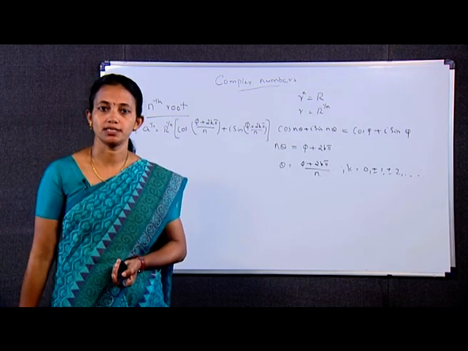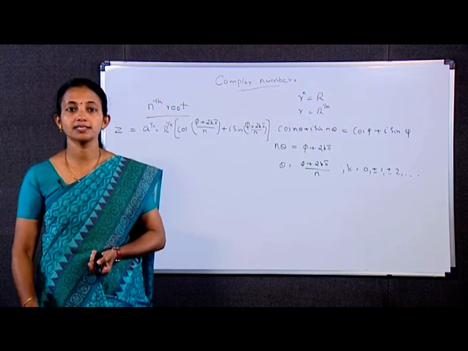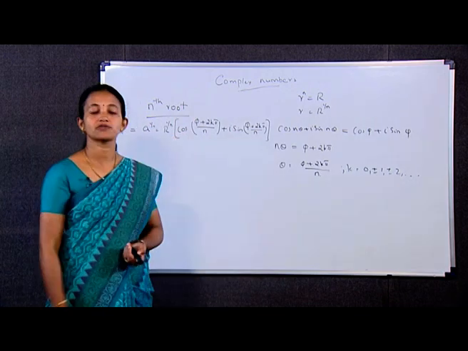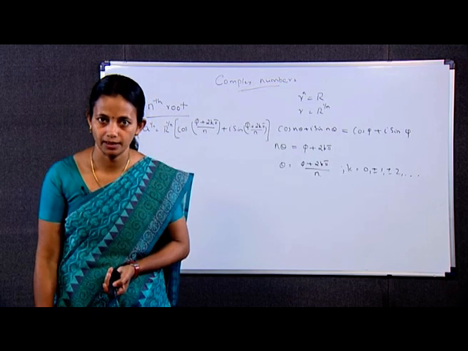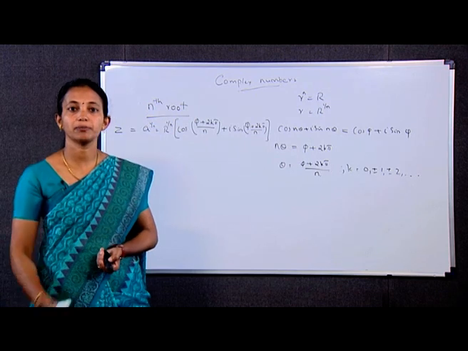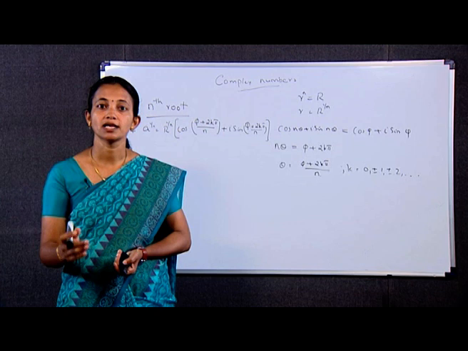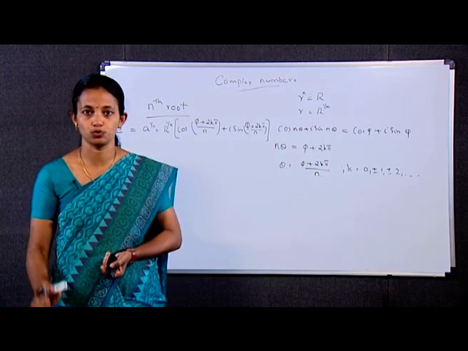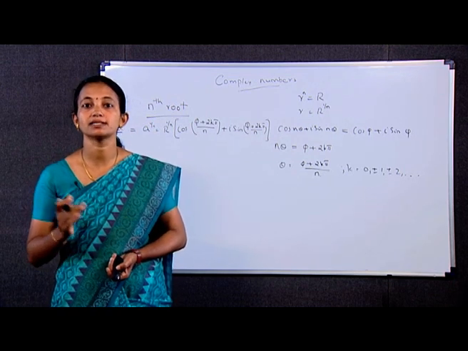The 2 pi periodicity of cosine and sine functions shows that when k becomes n, we have cos(phi plus 2k pi by n) plus i sin(phi plus 2k pi by n). Instead of k, we can write n, that is, cos(phi plus 2n pi by n) plus i sin(phi plus 2n pi by n), which is equal to cos(phi by n plus 2 pi) plus i sin(phi by n plus 2 pi), which is equal to cos(phi by n) plus i sin(phi by n).